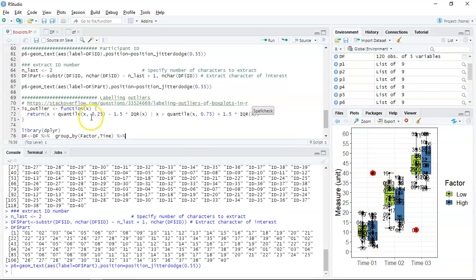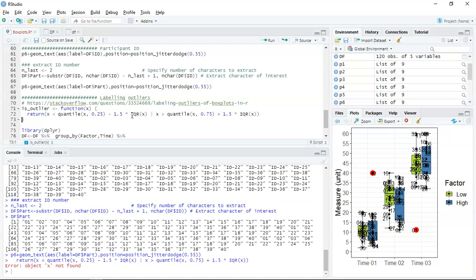Now this function, I would have got from Stack Overflow, and you can see here, if you put into a search engine "Stack Overflow labeling outliers of a box plot in R", you'll come across this function, which is quite nice. It does a really nice job of doing this. So this is just a function I'm going to use, that bit here.